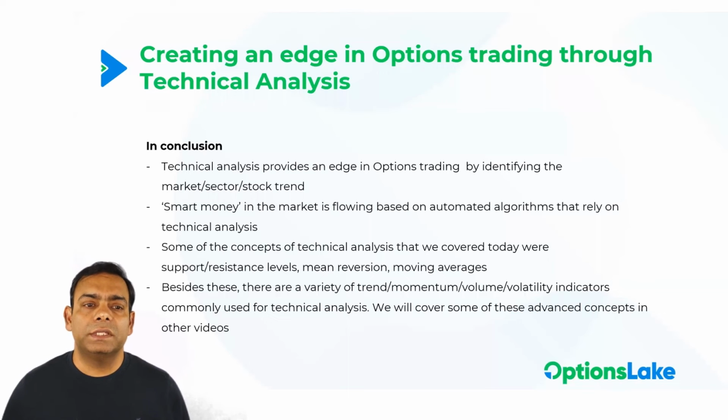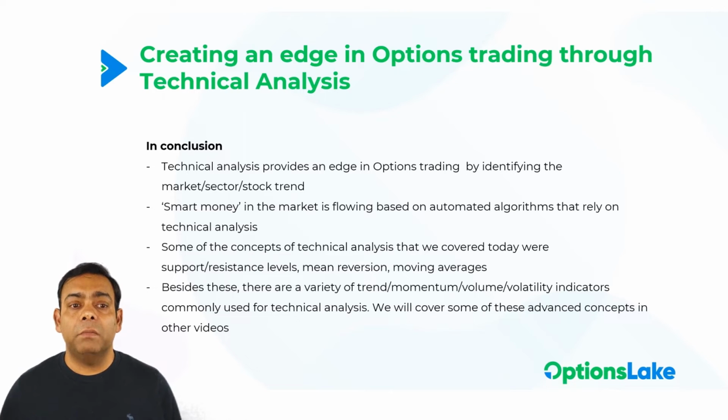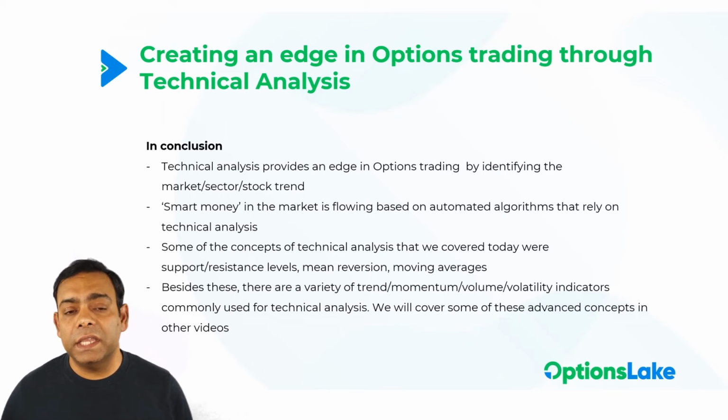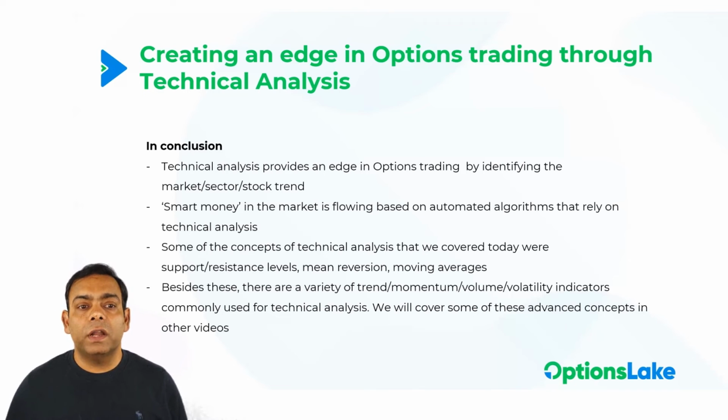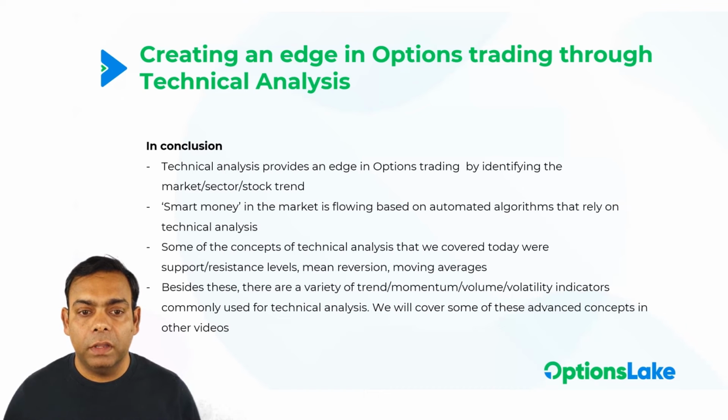So to conclude this section, number one, always remember that technical analysis provides an edge in options trading by identifying the trend in the market, sector, and the stock within a particular sector. Number two, smart money in the market these days is flowing based on automated algorithms that rely heavily on technical analysis. And if you have the right technical analysis tools for your trading, the odds are that you are trading with the smart money and not against them, which is extremely important.